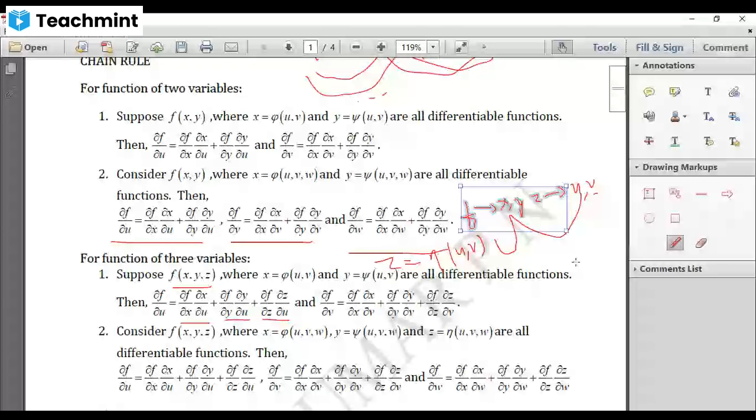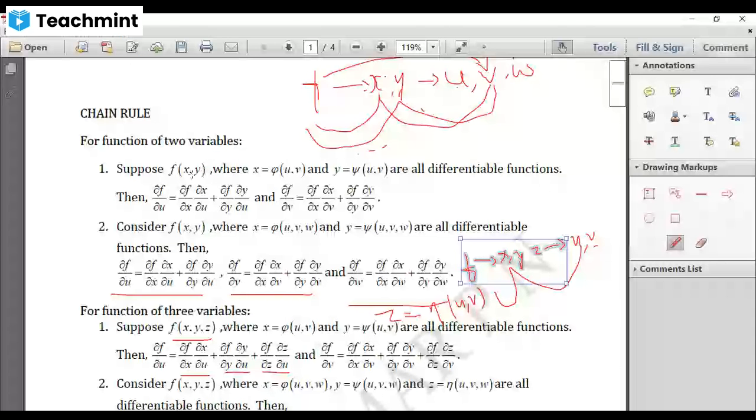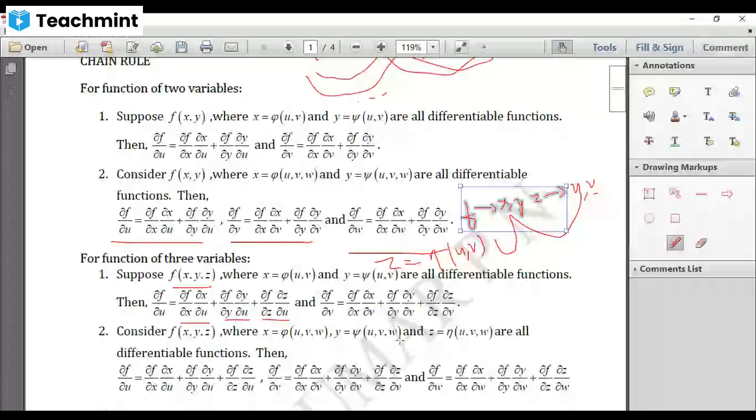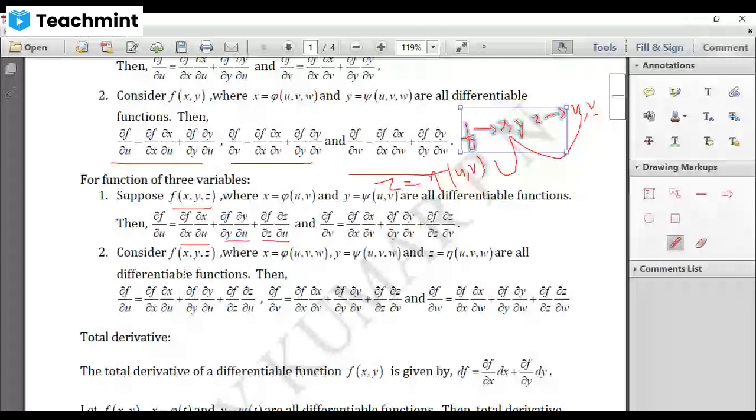When compared to this, you are getting one more term here because f contains one more variable, that is z. So ∂f/∂z into ∂z/∂u, ∂f/∂z into ∂z/∂v. Similarly, one more extra term here. That's it. Now suppose your function is dependent on x, y, z, which are dependent on three independent variables u, v, w. Then how are you going to differentiate?